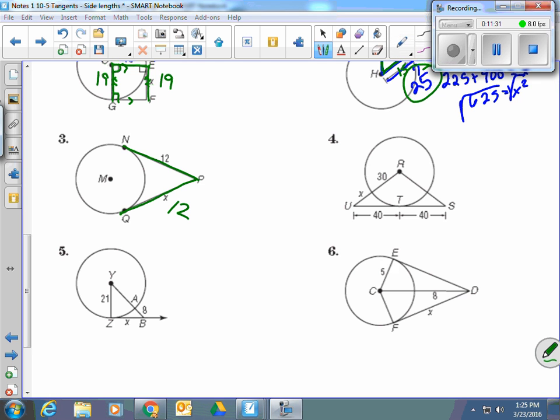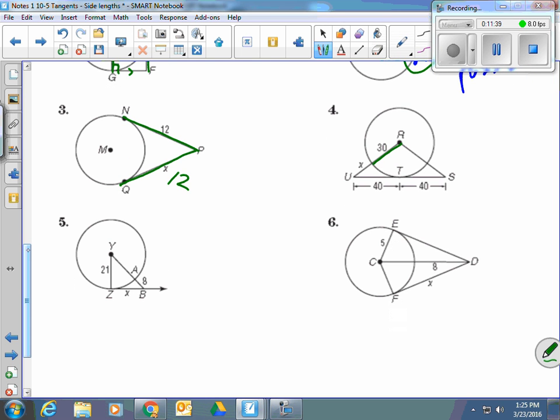All right. Somebody tell me what's this called right here? Radius. A radius. What's this side right here called? Radius. Let me ask you a question. Can I draw a radius right here? Yes. How big is the radius? 30. Okay. What can I call this line right here? Good. What do I know about a radius and a tangent?